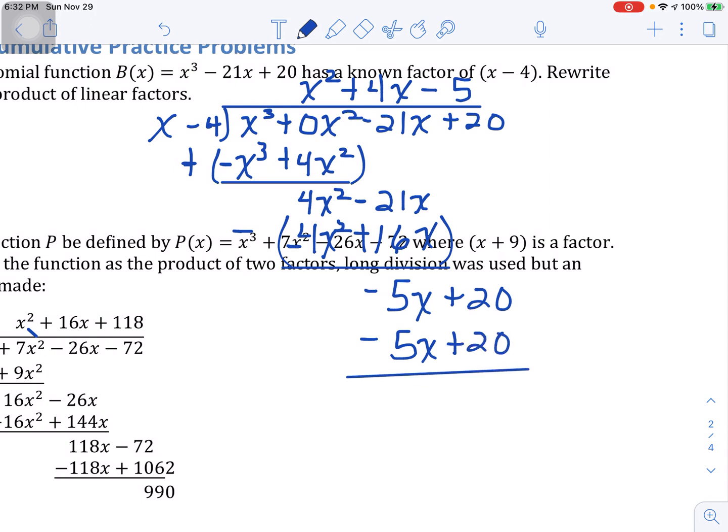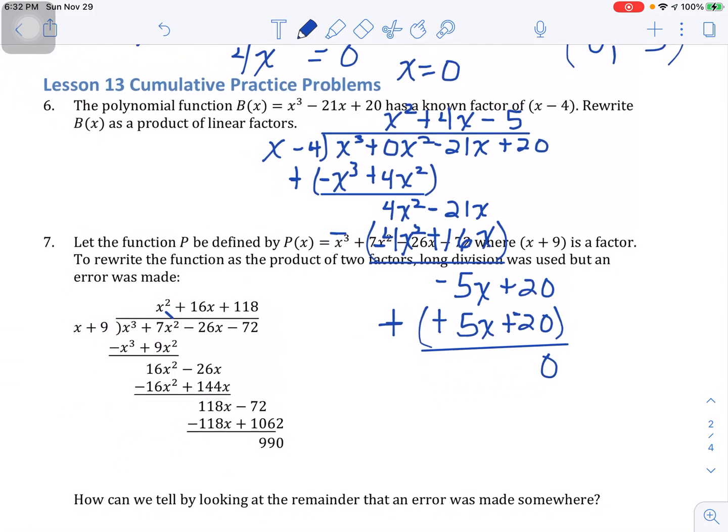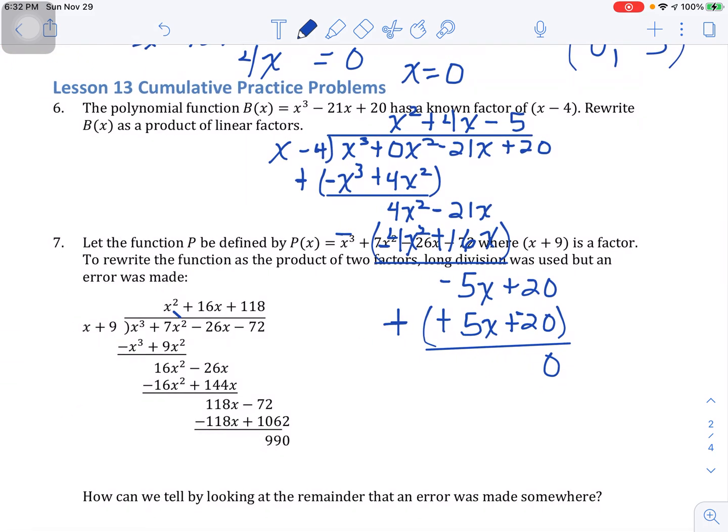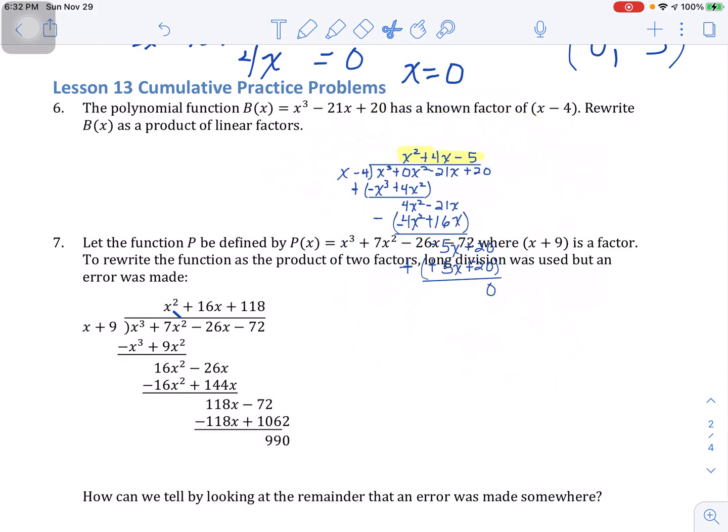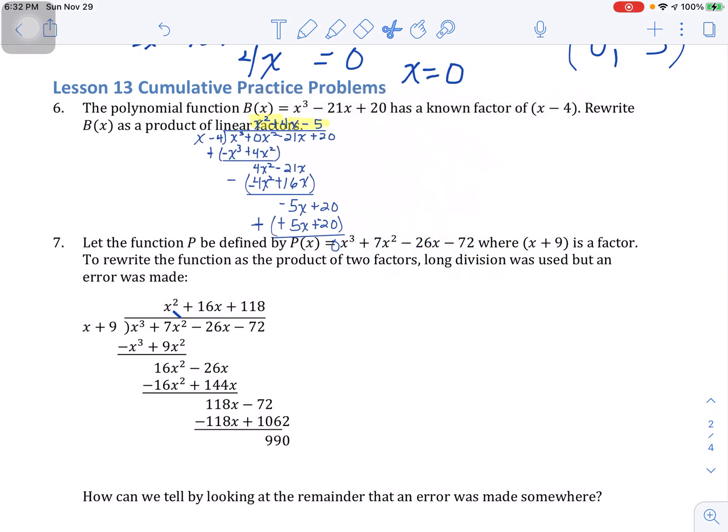But I'm going to subtract that, or add the opposite. So I can change this to a plus and that to a plus and that to a negative, and I get the 0 remainder, which I expected because we know that x minus 4 is a factor. But what this did for us now is it got it down to x minus 4 times the quadratic x squared plus 4x minus 5. And once it's down to that, then we can factor that quadratic and have our other two linear factors.